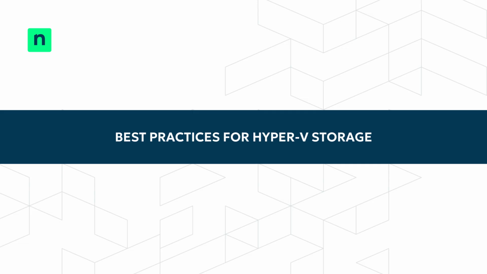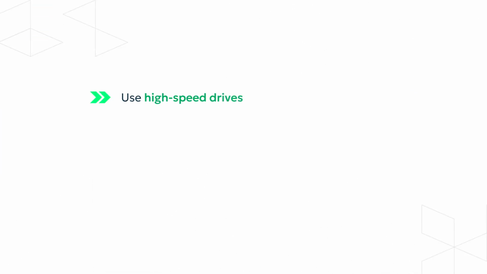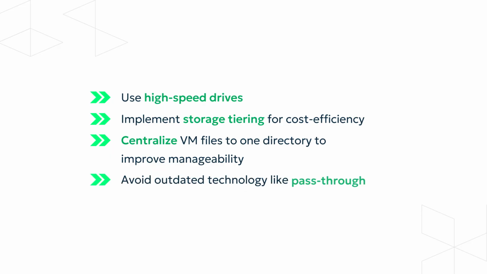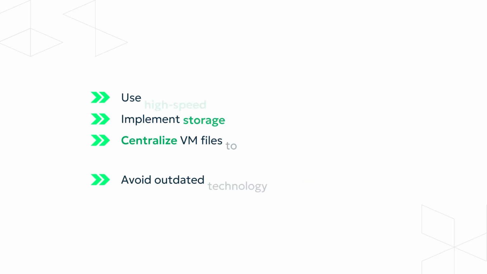Best practices for Hyper-V storage. Finally, to get the best performance and management experience, remember these best practices. Use high-speed drives like SSDs or RAID 10 arrays for VM storage. Implement storage tiering for cost efficiency. Centralize VM files to one directory to improve manageability. Avoid outdated technology like pass-through disks, which hinder backup software and are no longer necessary with modern VHDX formats.